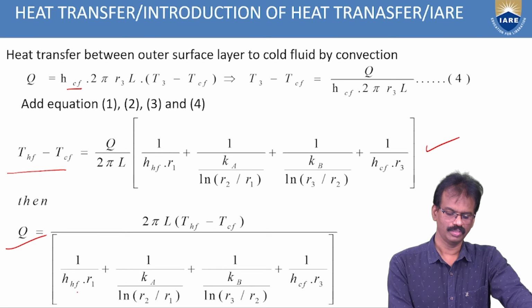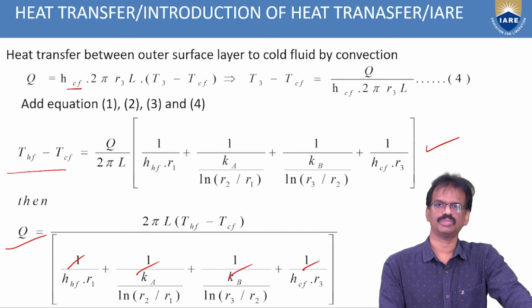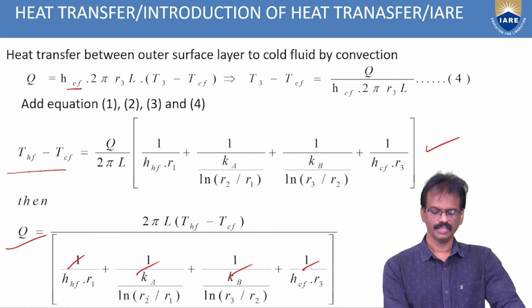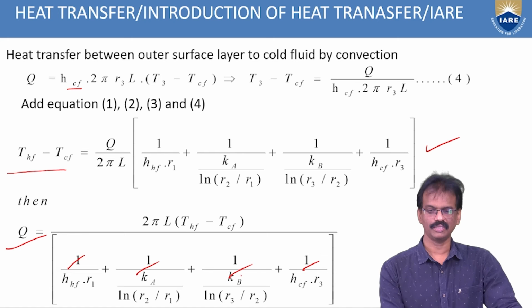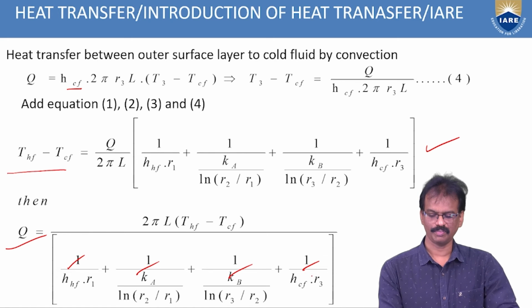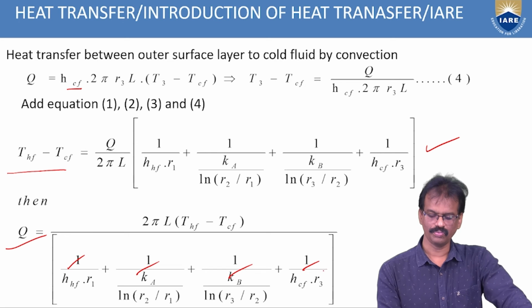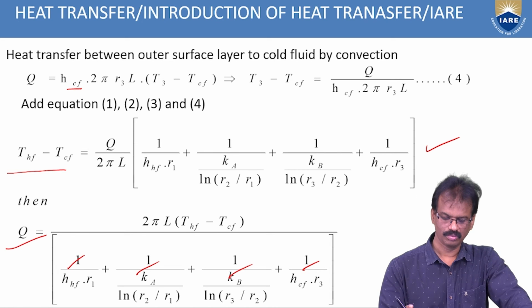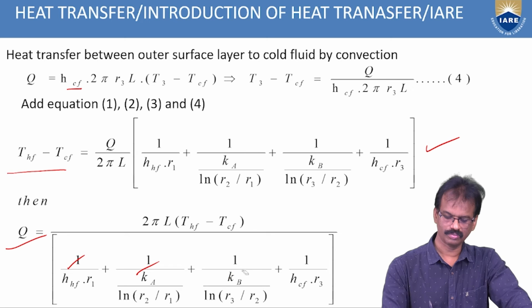Then 1 by, so convection process, conduction process, convection process. It means heat transfer from hot fluid to the inner surface, heat transfer in the first cylinder, heat transfer in the second cylinder, and heat transfer from the outside surface of the cylinder to the cold fluid. So we will get this one. You can also write it like this.